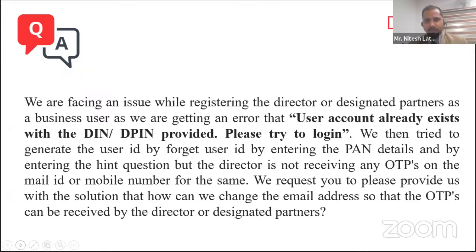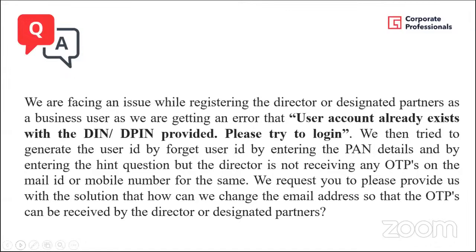So the next question is very long; I will cut it short. It is again regarding the registration of a director or designated partner in an LLP. Whenever they try to log in, the error shows that an account already exists with this DIN number, and to try again. Whenever they want to reset the forgotten password or log in again, they do not receive any OTPs on their mobile or even email ID. So they are not able to register themselves on the version 3 portal.